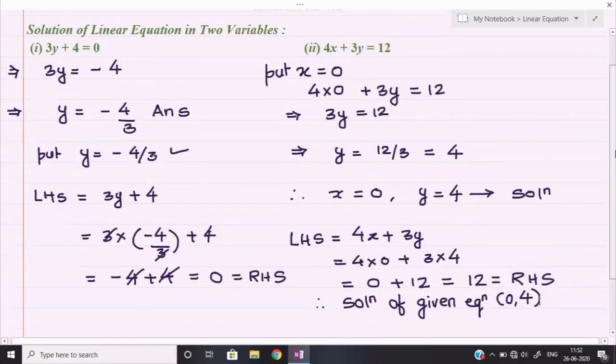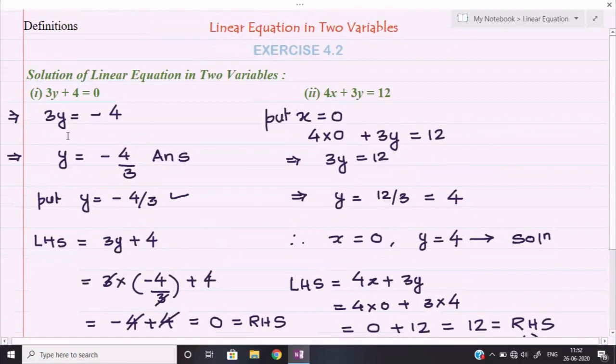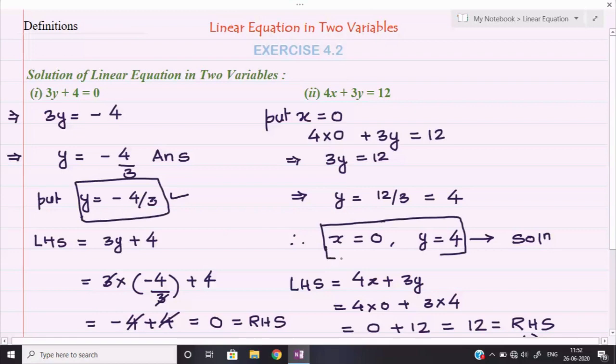Now understand one difference. When the linear equation is given in one variable, we get only one solution. Observe here I got only one solution in the case of a linear equation in one variable. But when I have a linear equation in two variables, you observe I got the solution in the form of a pair. The number of solutions we shall discuss in the upcoming question. But here the solution is coming in the form of a pair because there were two variables. So one is x equal to 0 and the second is y equal to 4.